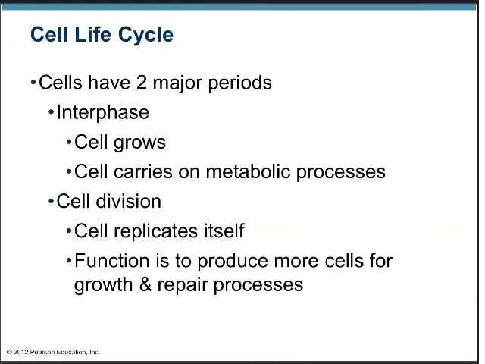Now the cell has a life cycle as well. At some point the cell is going to have to go from being one cell to being two once it reaches a certain stage in its growth. The cell carrying out its normal role in the human body is said to be in interphase, and during this period the cell will grow and carry out metabolic activity. It'll derive energy from stuff that it ingests, and it'll use that energy to build and repair things and also to grow. In cell division, the cell is going to reproduce itself, and the function is to produce more cells for the growth and repair process.